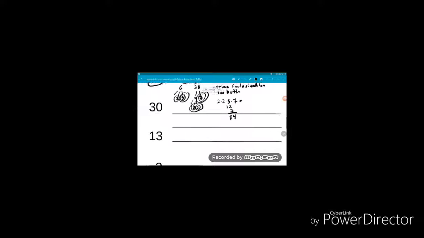And what we noticed was, we could have just multiplied this by 2. Then the next multiple would be 84. But using the prime factorization, we found it. Now let's see if we can do that for 30 and 13. 13 is a prime number.